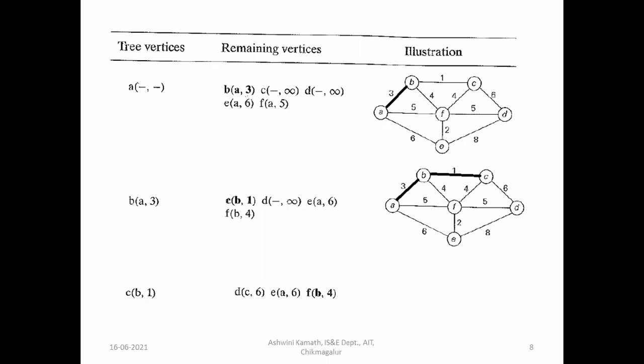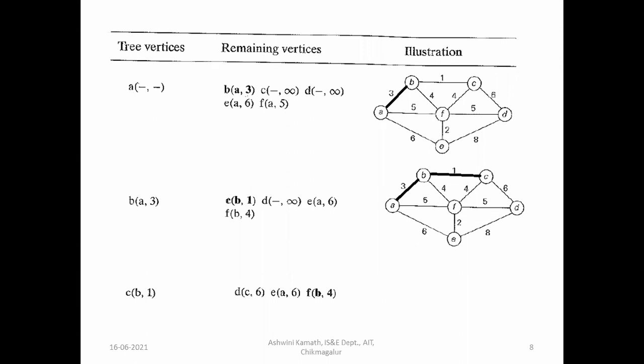Then again C to F is also 4. B to F is also 4. So it will not change that vertex. It will select the one which we have stored previously. If it is lesser than the previous one, then only it will change the value. If it is equal also, it will not change. The previous edge, whatever is there, that will be kept as it is.